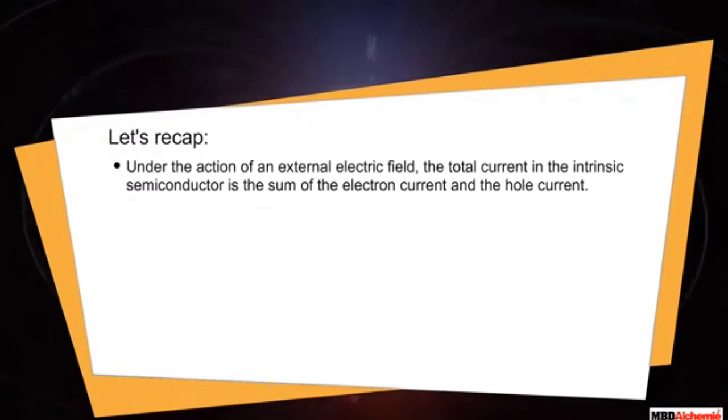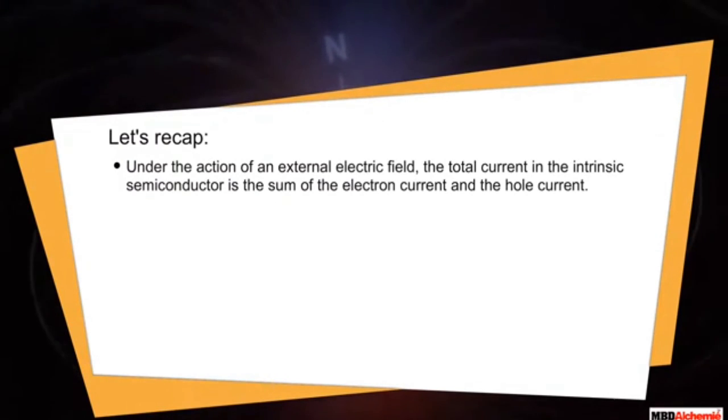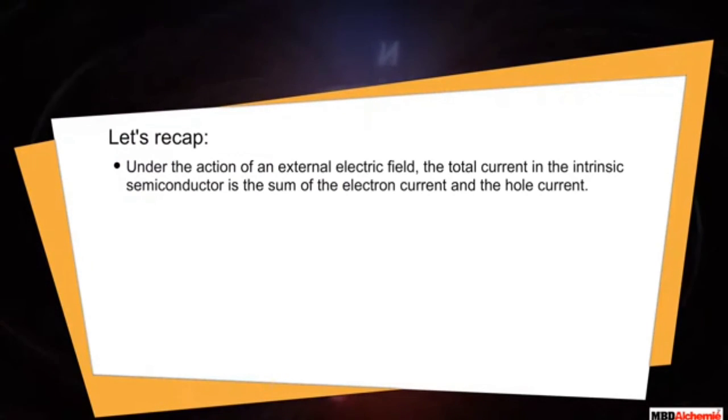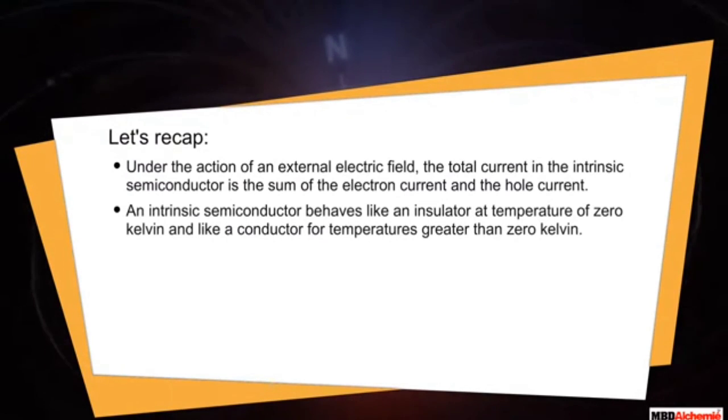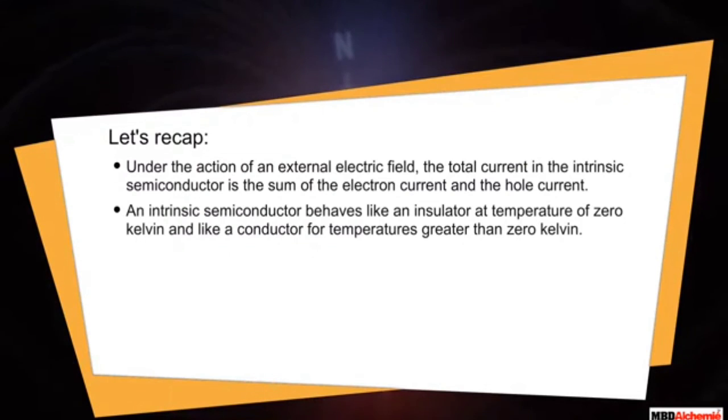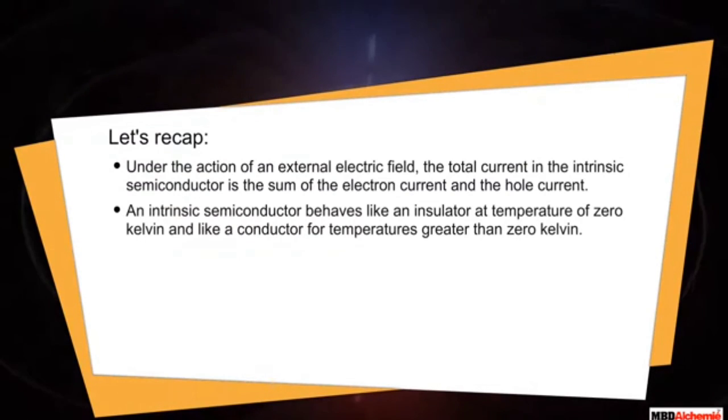Under the action of an external electric field, the total current in the intrinsic semiconductor is the sum of the electron current and the hole current. An intrinsic semiconductor behaves like an insulator at a temperature of 0 Kelvin and like a conductor for temperatures greater than 0 Kelvin.